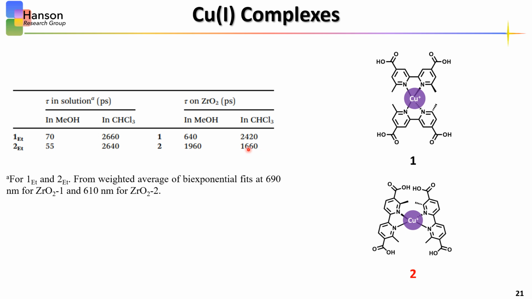So we can see in the solution environment, the lifetime increases about 40-fold from methanol to chloroform, which we think is because of the absence of excited state quenching in the chloroform solution. And we can see when it's loaded onto the surface, the solvent effect for complex 2 is much less significant, which indicates that when both bind to the surface, it can help inhibit the distortion, which gives less solvent effect.